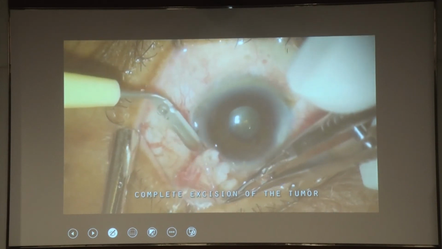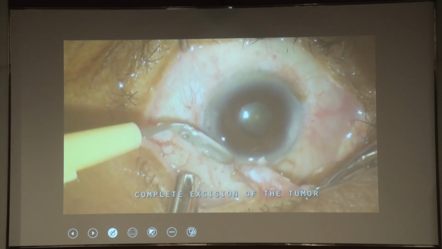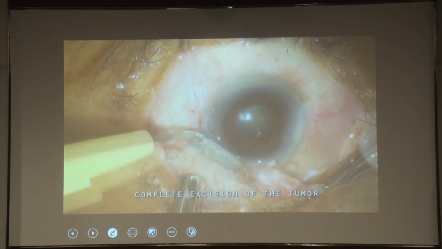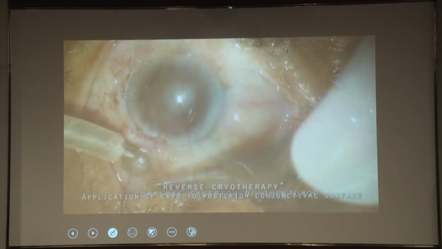under visualization. I use a wet technique. Even if you want to use a dry technique, that will be wet with blood anyway. It's best to see the base of the tumor when you excise it.